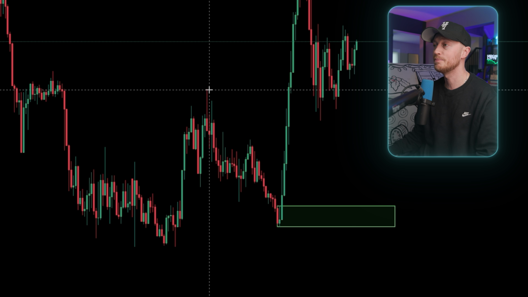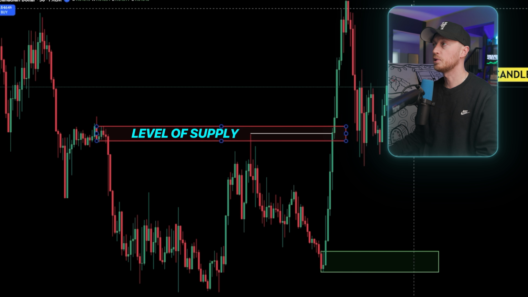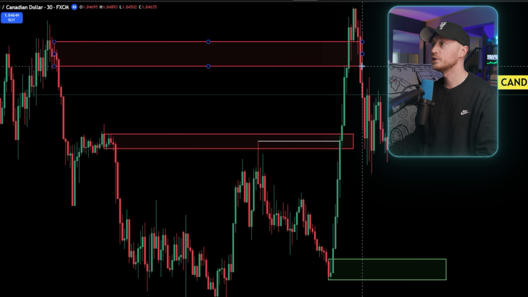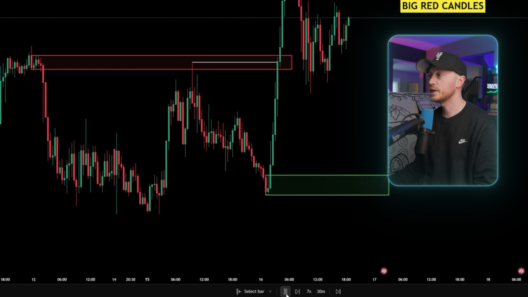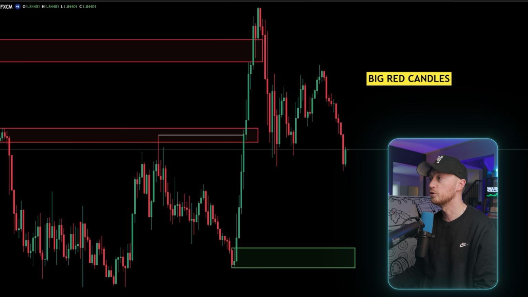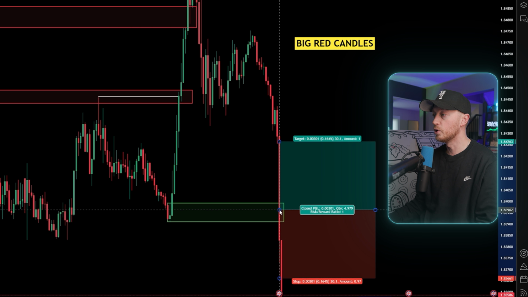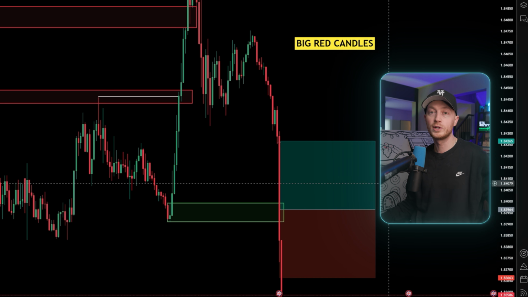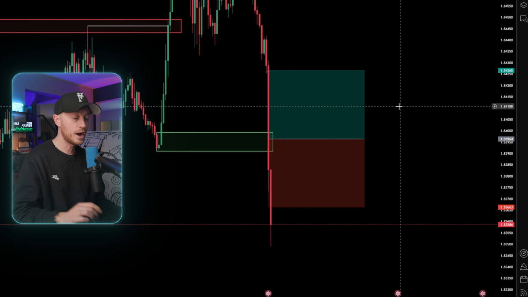Look, we've got a great demand here, broke through structure, broke through this level of supply, broke and took out this level of supply. What an awesome looking setup, right? But then what do you get? You're getting some big red candles, and we're not entering on those. Look at these huge red candles, right? Don't set a limit order unless you really know what you're doing, okay? Look at this. It's slam right through here. That's not how you want to do it.